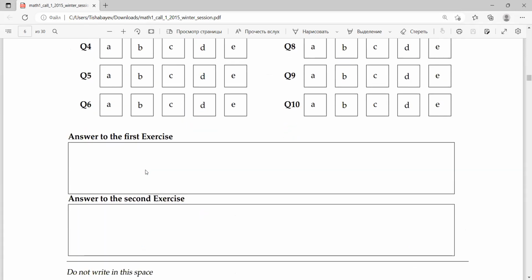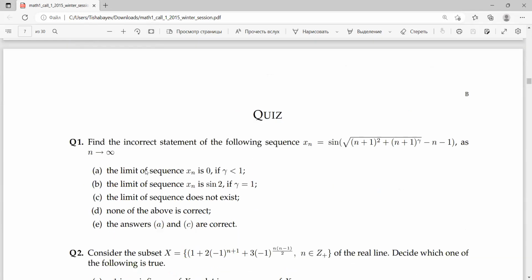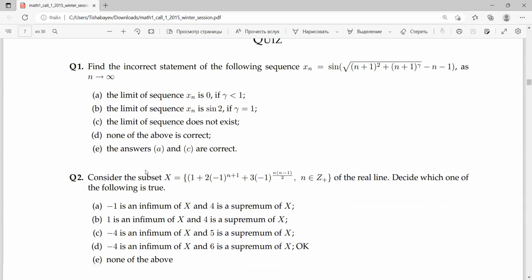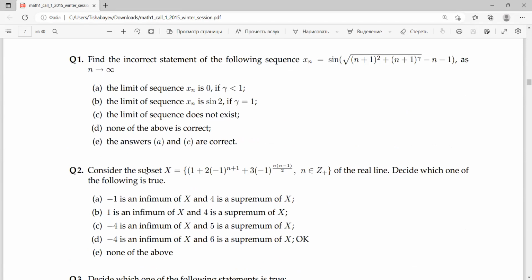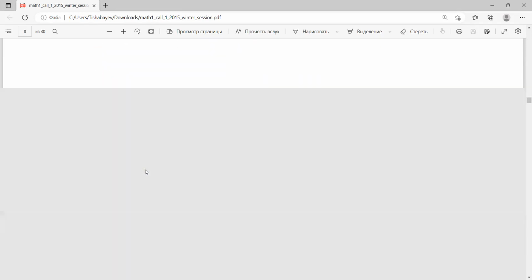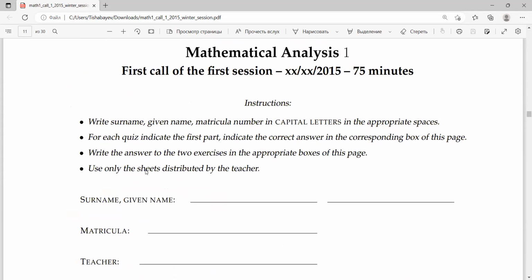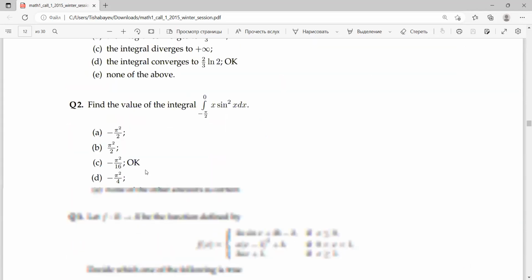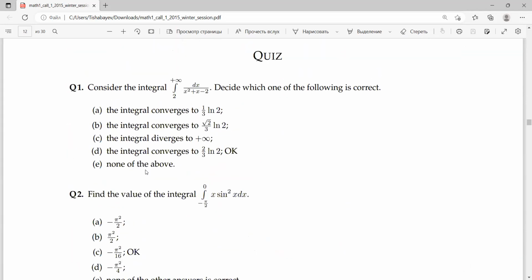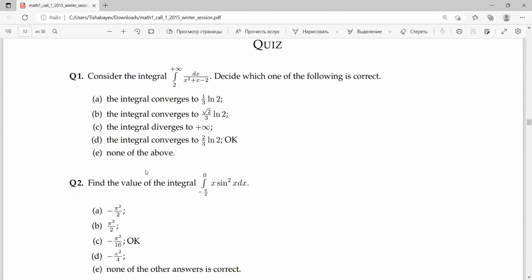Okay, I want to show some examples here. For example, this kind of find the incorrect statement. Not this one. I think this one is not. This one is okay, but here are some troubles we have. For example, let's start with the improper integral here. This one. Question number 1. Decide which one of the following is correct.